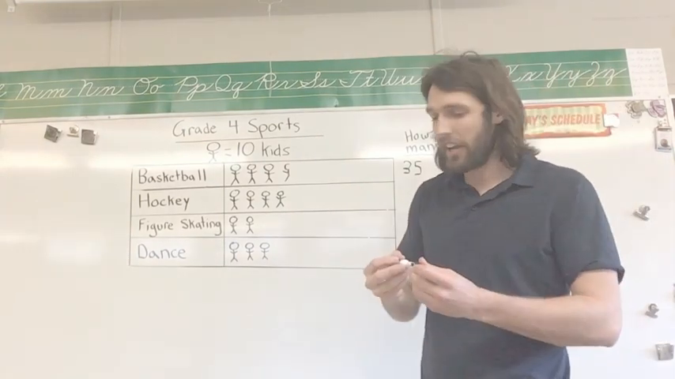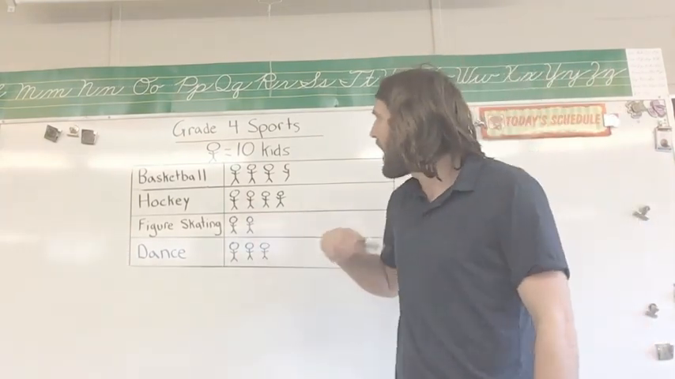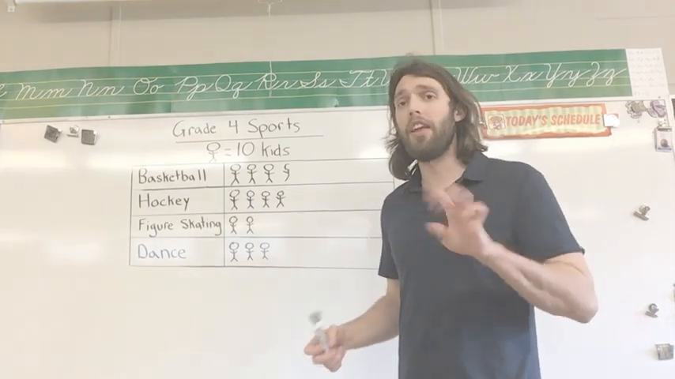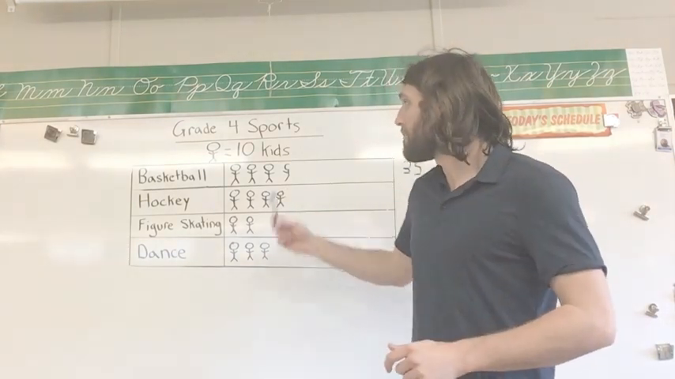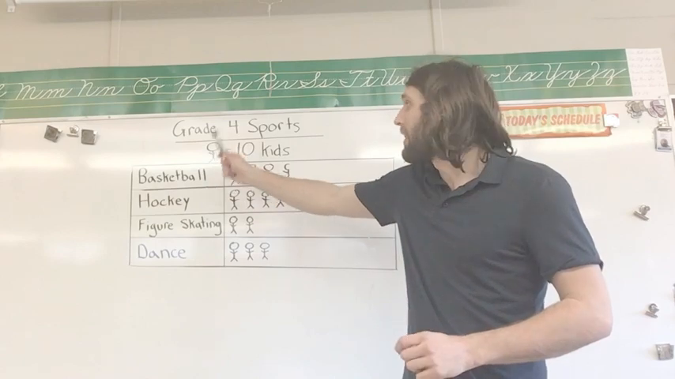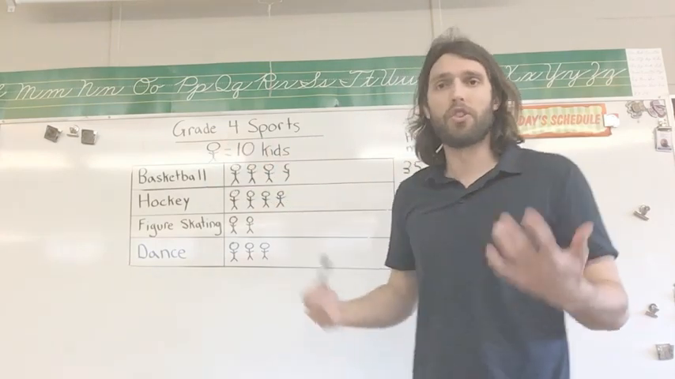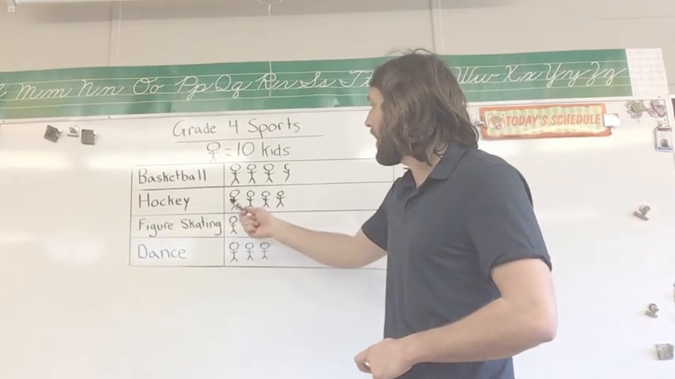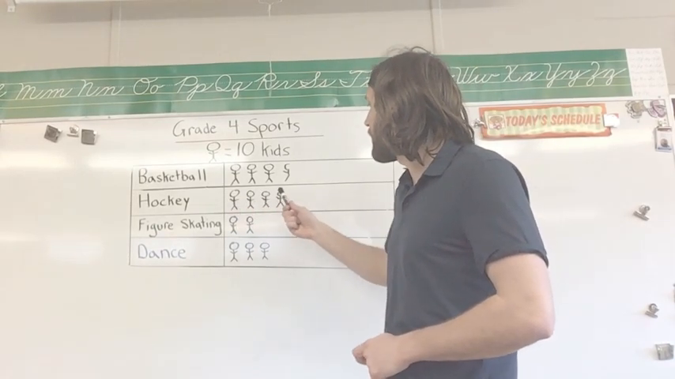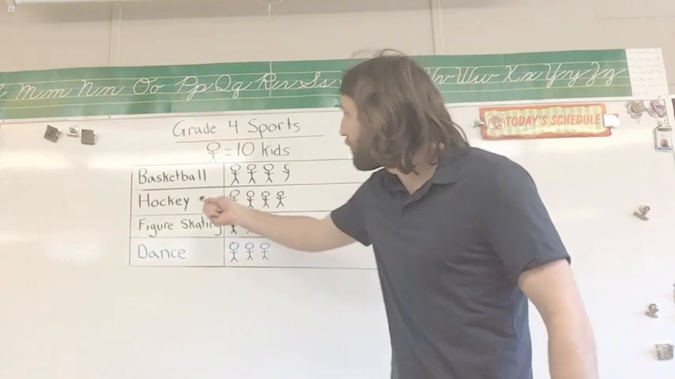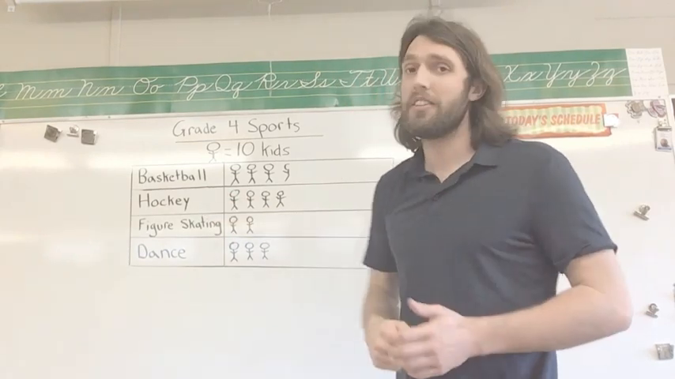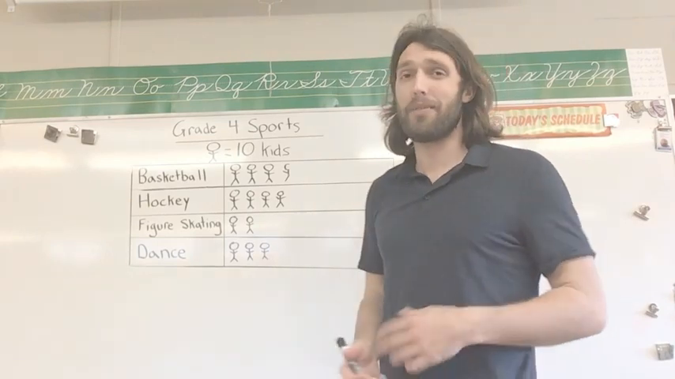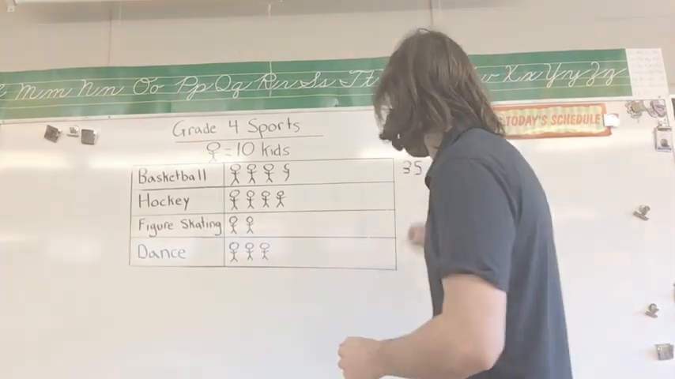Now let's move on to hockey. So hockey, how many do we have? 1, 2, 3, 4. 4 of the little people. And remember, each one of the little people equals 10 kids. So just like we did last time with basketball, let's count by 10. 10, 20, 30, 40. So there are 40 grade 4 kids who play hockey. And I think we're talking about Penticton and Summerland. So that's pretty average.